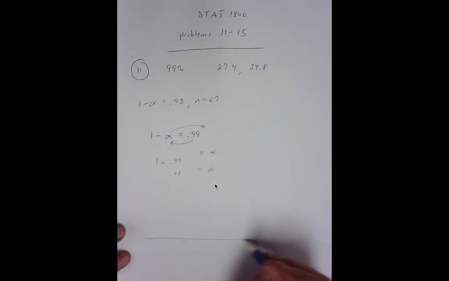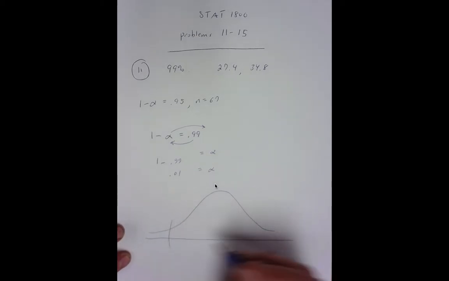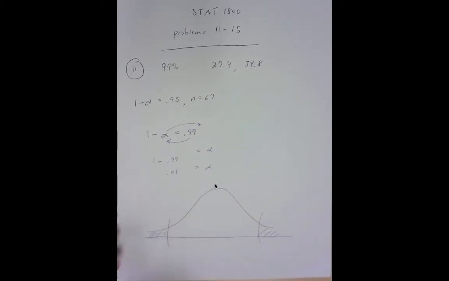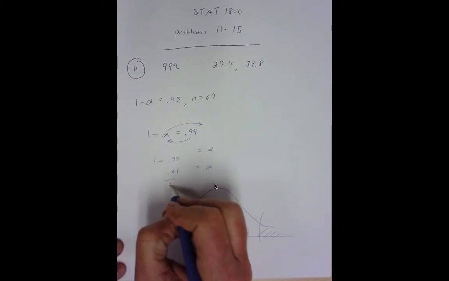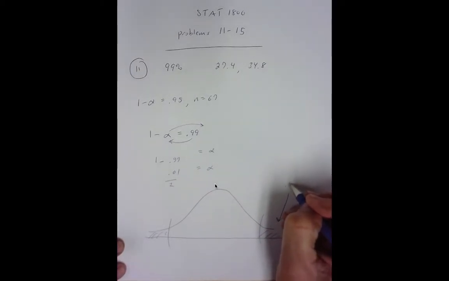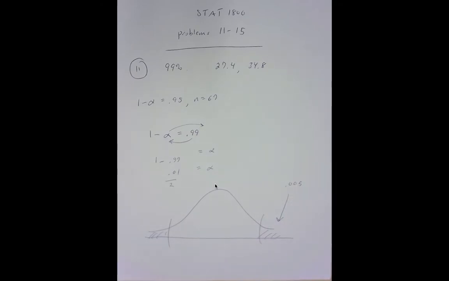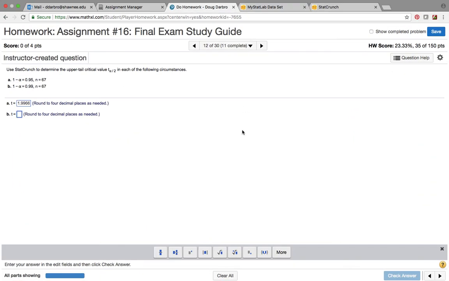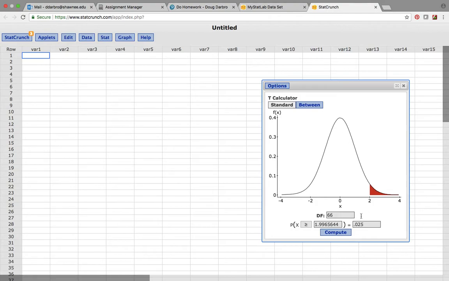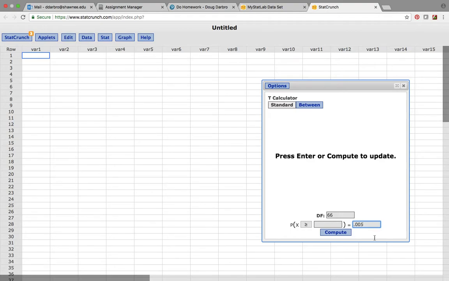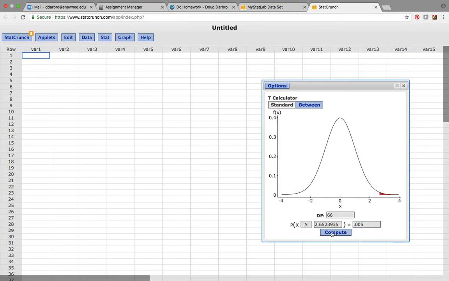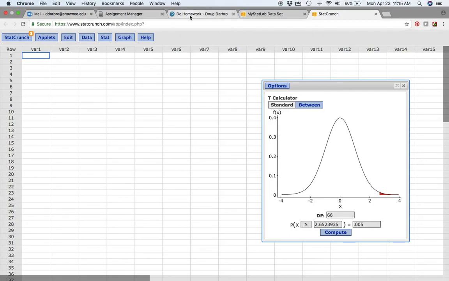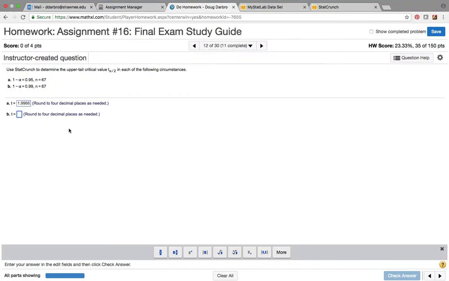So that is the area that goes in the upper tail and the lower tail. So we have to divide this by 2 to find this upper tail probability. So I need 0.005 in the upper tail. And that would be 2.6524.